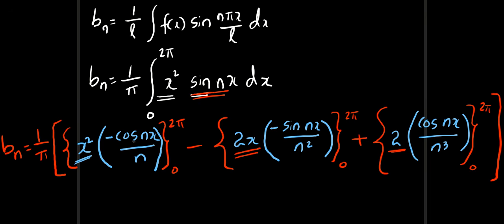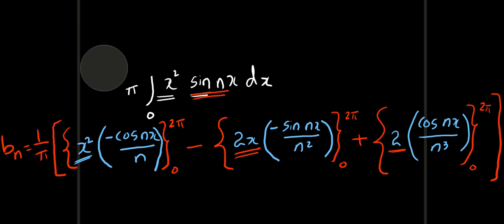Sine nx will change to minus cos nx by n, and this of course will change to minus sine nx by n square, and integrated gives us plus cos nx by n cube. Now what's the next step? Okay, next step is the cleaning process.